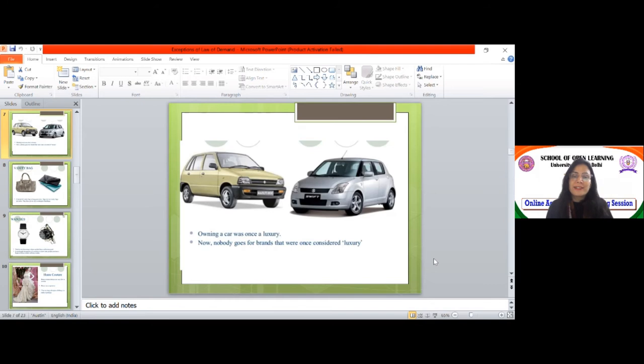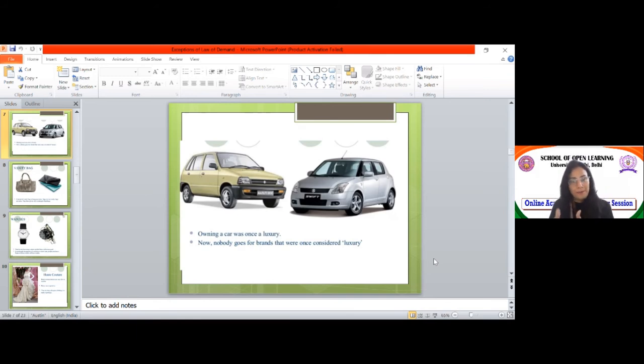A car used to be a luxury, but right now it's not a luxury anymore. Sometimes owning a car is a necessity rather than a luxury. Suppose you are living in a remote area, or you commute in Delhi from your home to your workplace, then you need your personal vehicle, especially after the COVID situation, when we look at public transport. So it becomes a necessity rather than a luxury.